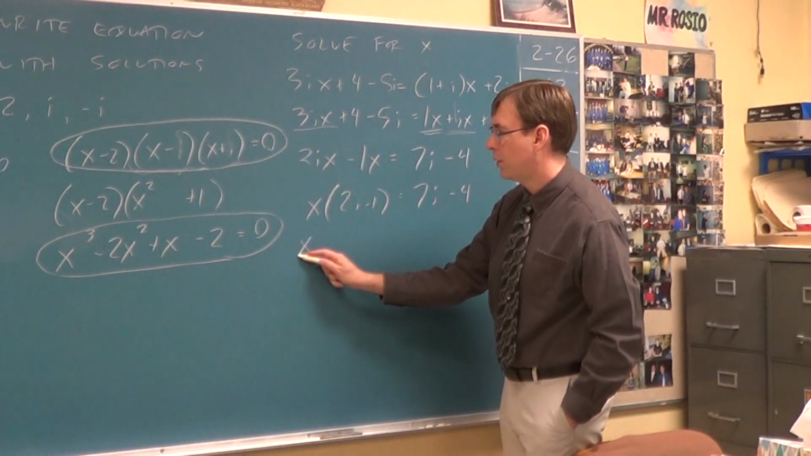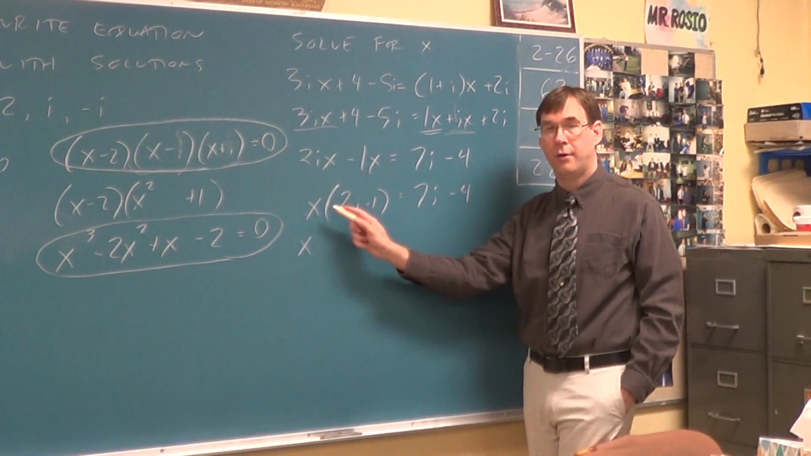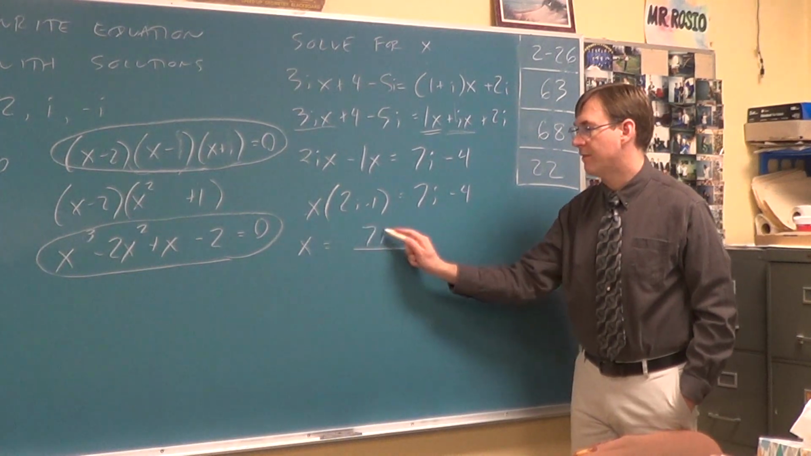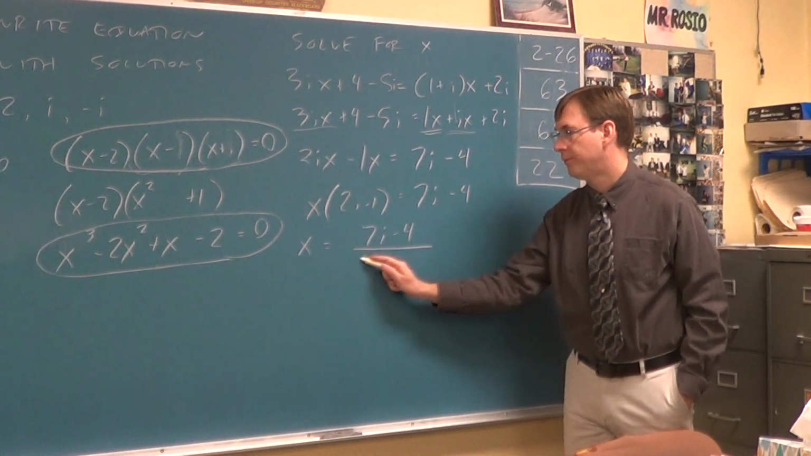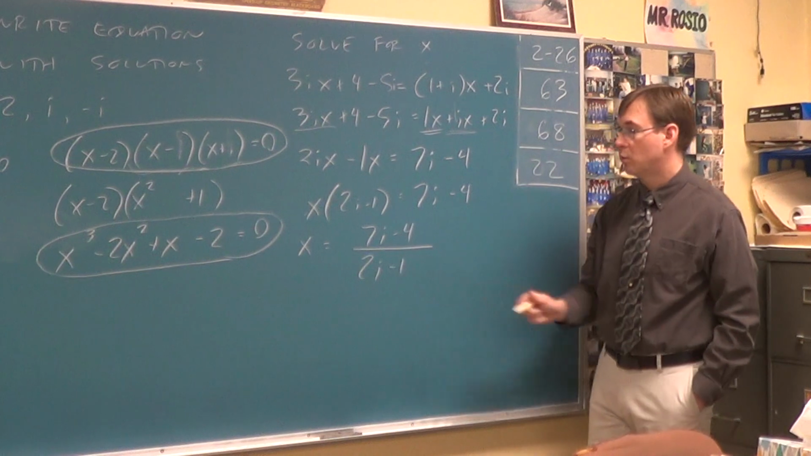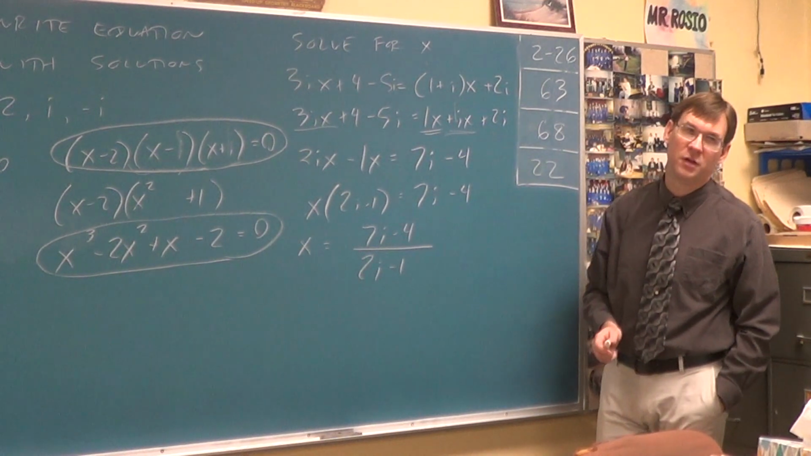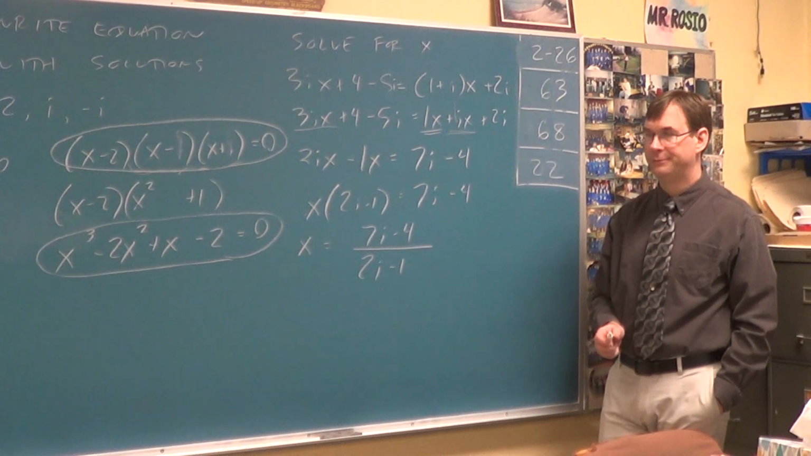To get the x completely alone, what are these doing right now? Multiply. So your job is to divide. 7i minus 4 is on top. 2i minus 1 is on the bottom. On the quiz, this will be a 2-point question. If you can get to here, you earned a point.